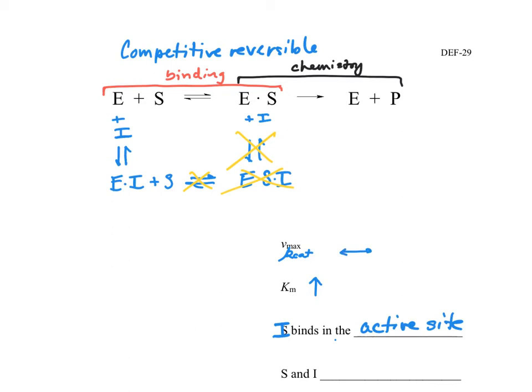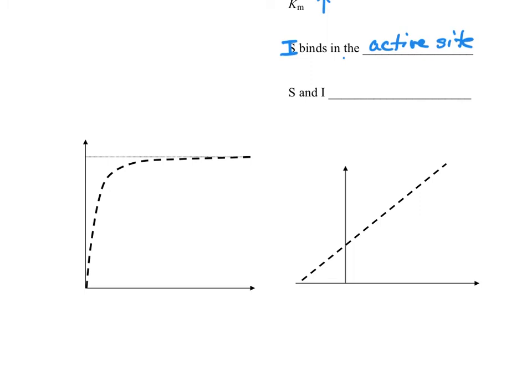So let's go down and take a look at what our kinetic plots are going to look like. Let's see what a direct plot, velocity versus substrate concentration, and an indirect plot, 1 over velocity versus 1 over substrate concentration, is going to look like. What I've got here are dotted lines. This is the absence of inhibitor, and that's true over here as well.